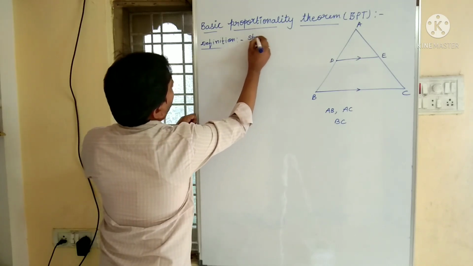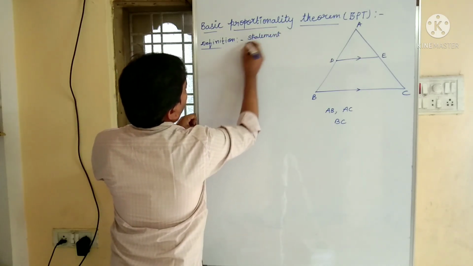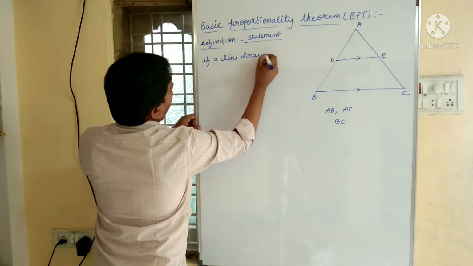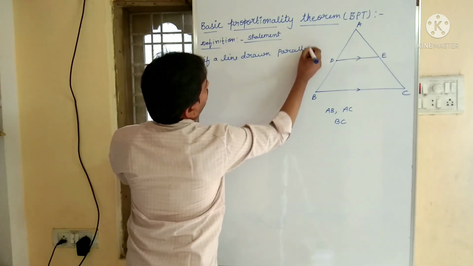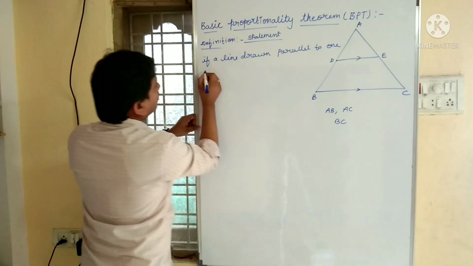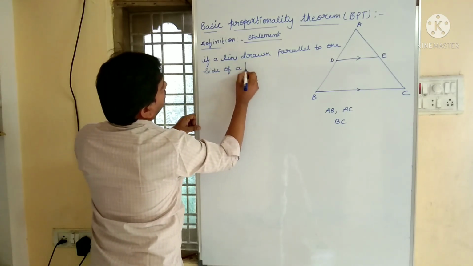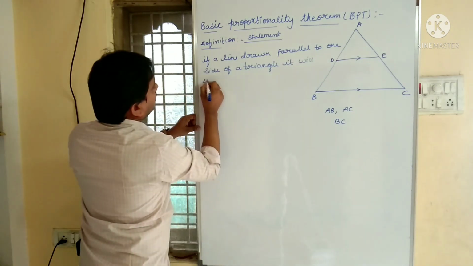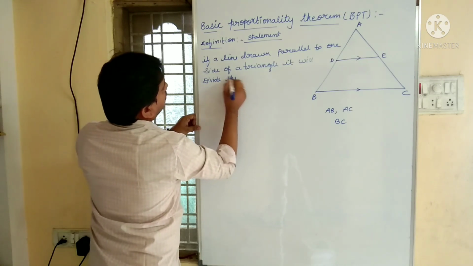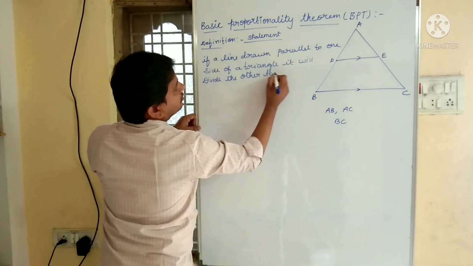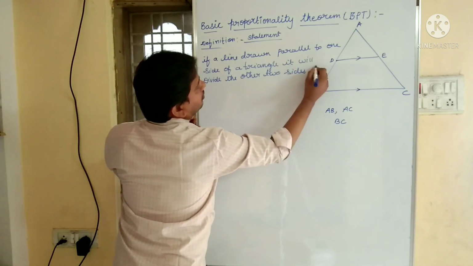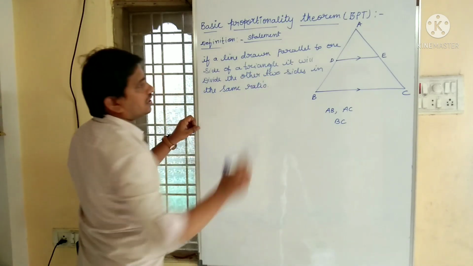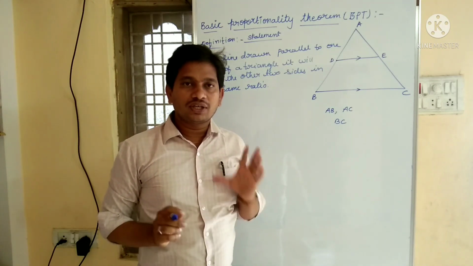We can also call it the statement. If a line is drawn parallel to one side of a triangle, it will divide the other two sides in the same ratio. That is the statement of the basic proportionality theorem.